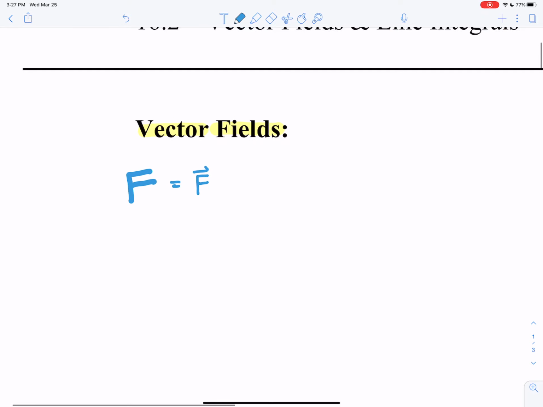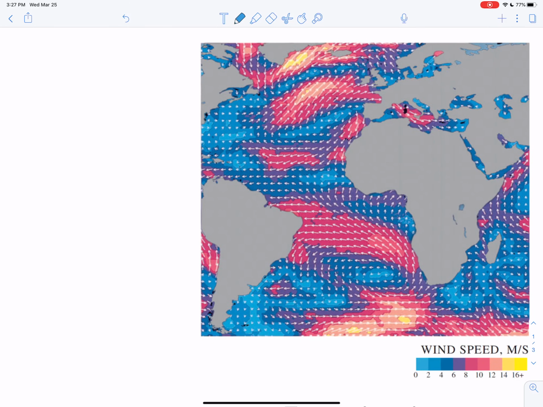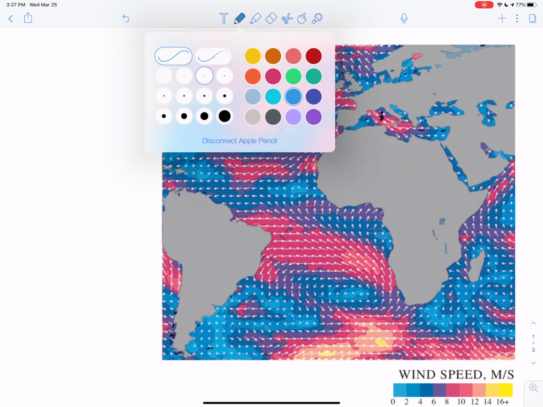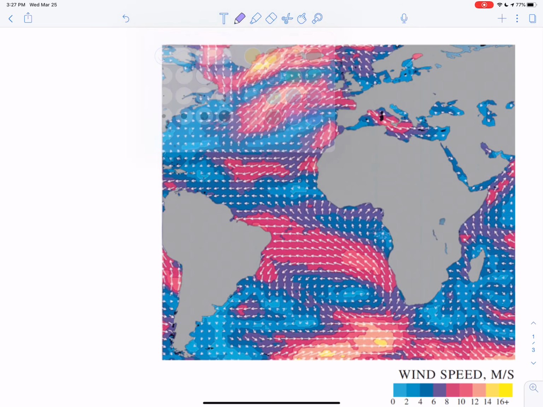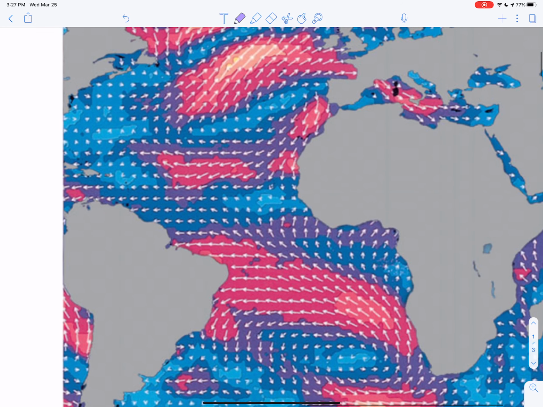To begin, let's take a look at an example of a vector field. Here is something you might be familiar with. This is a wind speed and direction map. Imagine that at every given point in this field we have a vector attached that has a direction and a magnitude representing the velocity of the wind, the speed and the direction it's going at every point in space across the oceans.